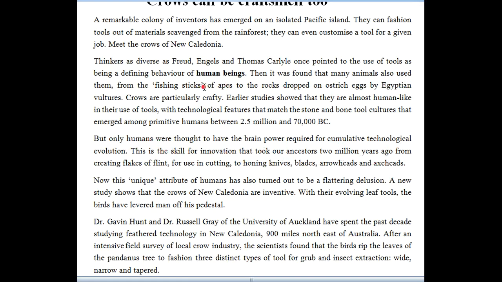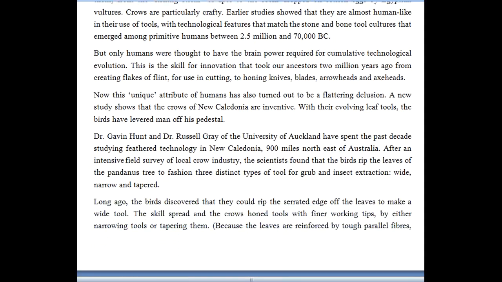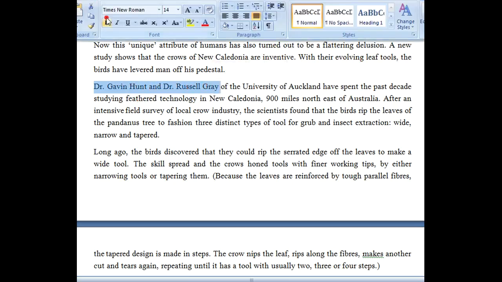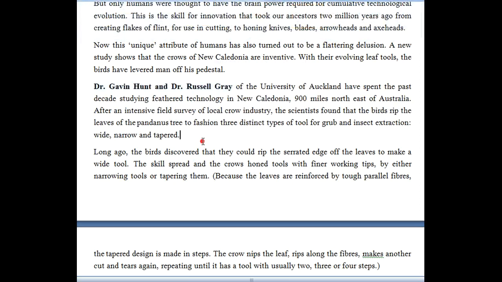So only human, again the same thing perhaps, so you will get the answer here. But what I'm trying to find is crows make a cut and leaf. So leaf, yes. With their evolving leaf tools, the birds have levered men off his pedestal, but no growing and cut. Oh, we will see another keyword we have got. So now we know where we have to find the answer of question type 2. So this is here, and question type 1 that I got earlier.